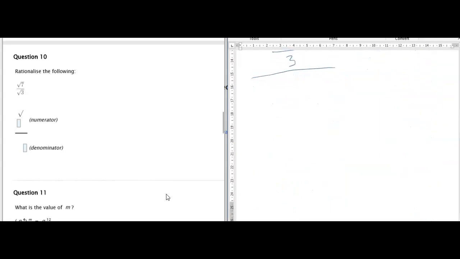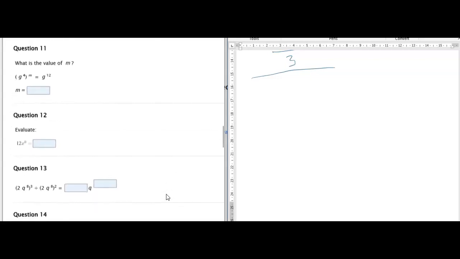Okay, let's move on. Question 11. What is the value of m? So here we're getting into some indices now. We've got g to the power of 4 times m equals g to the power of 12. Now, using your index laws, we can multiply these two, so it becomes 4m. And when your bases are the same, and you're solving for your powers, that means 4m is equal to 12. Then divide both sides by 4. So m is equal to 3.